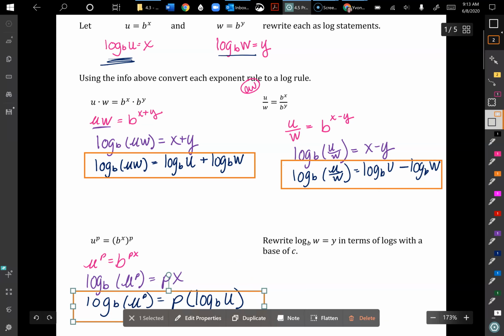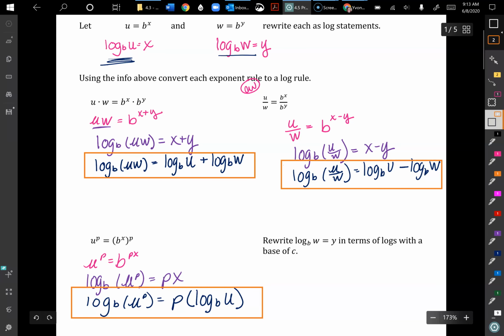And this one is pretty common. See that a lot. So it's basically how I kind of think of it is this exponent will come down in front like that. So you may have seen these before if you've done anything with logs. This is a really popular one.